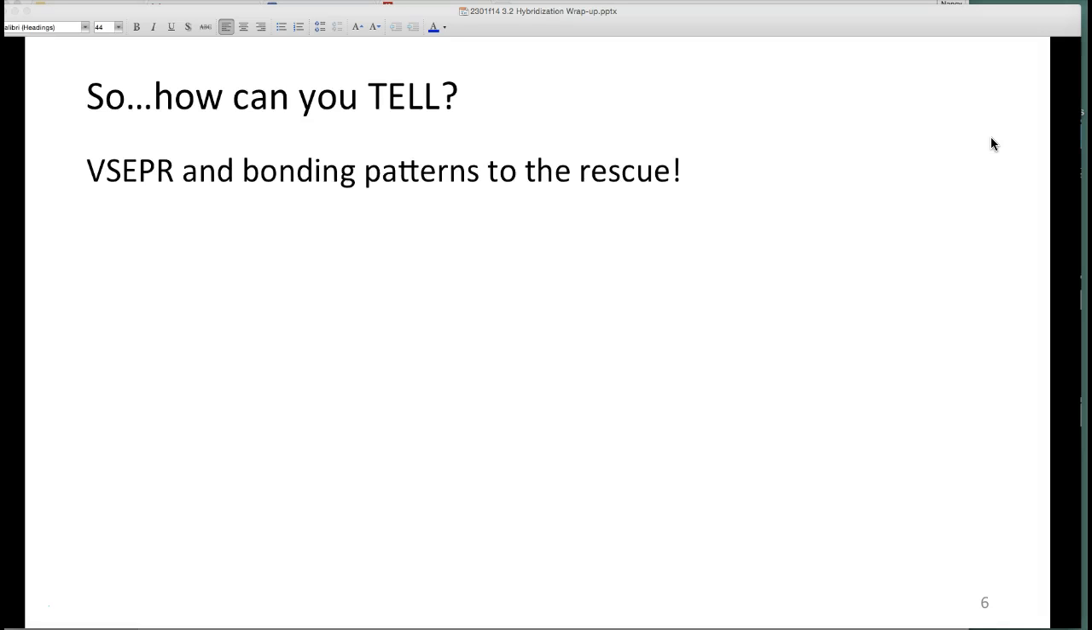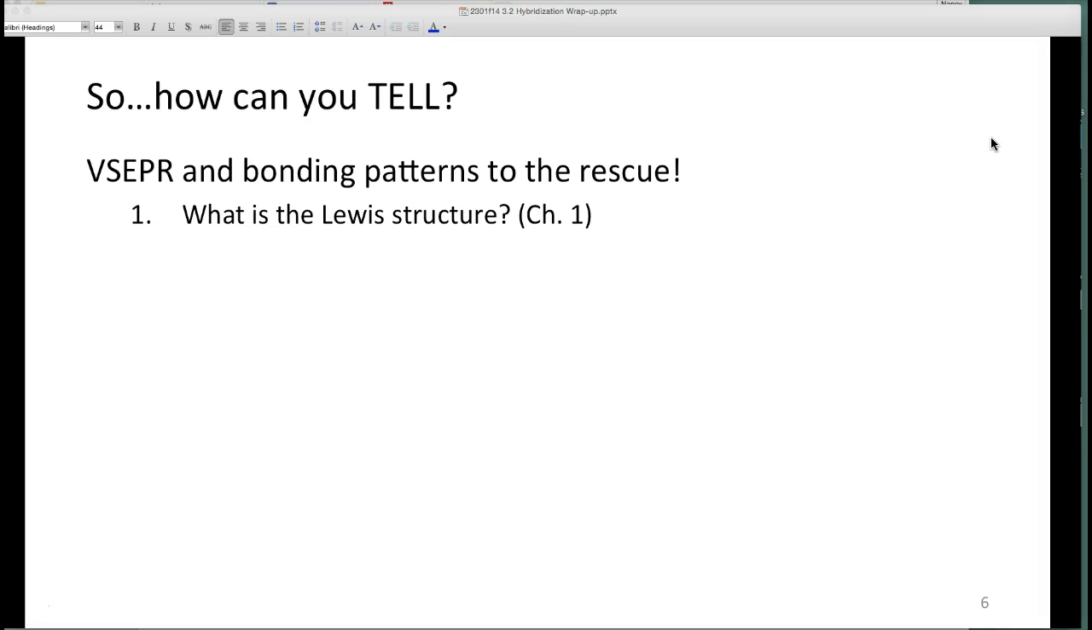And how you can tell what hybridization is occurring, well, it's all VSEPR and looking at the types of bonds that are in the molecule. So we're going to go through a couple of examples, and then the next mini lecture is just going to be nothing but hybridization examples because it's not the most easy thing to figure out.